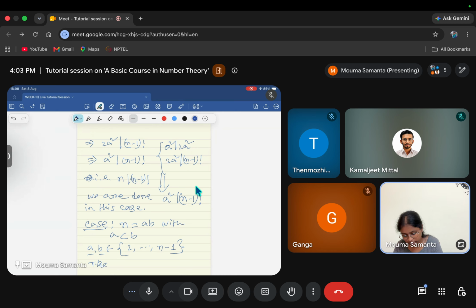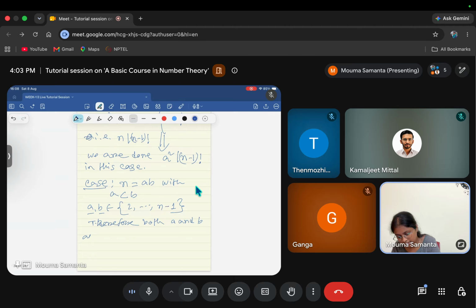Therefore both a and b appear in n minus 1 factorial, which equals 1 times 2 times 3 up to n minus 1.